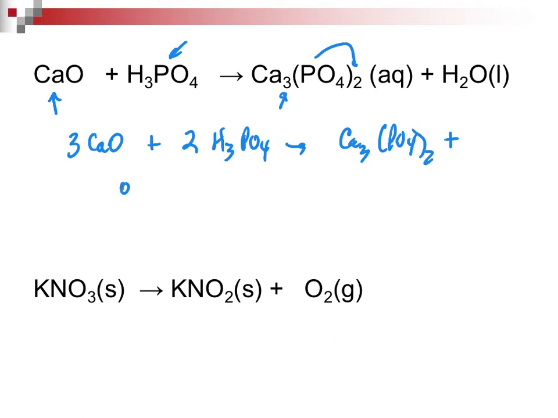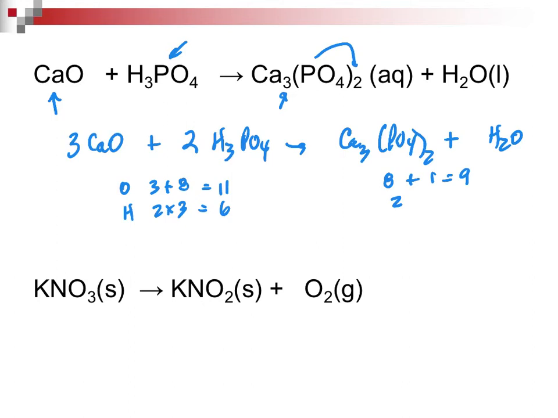I'm going to look at the oxygens. There are 3 plus 2 times 4, 8 for a grand total of 11. And I'm going to look at the hydrogens. There are 2 times 3, which is a grand total of 6. When I look at this other side, I have the water, and I'll count my oxygens again. I have 8 plus only 1 for the water to give me a 9. And when I look at the hydrogens, I just have a grand total of 2.